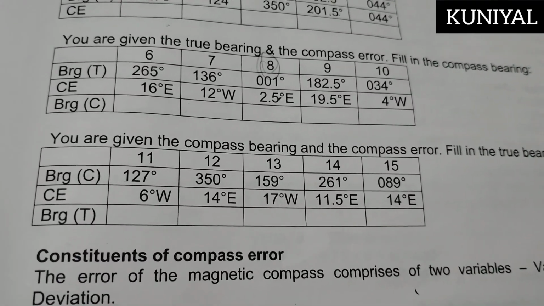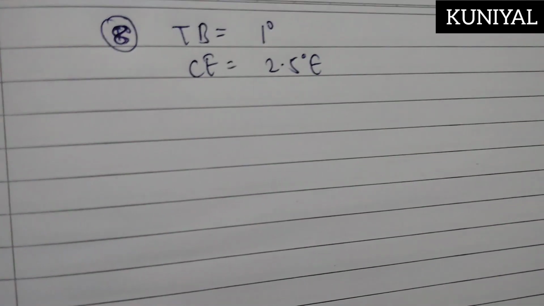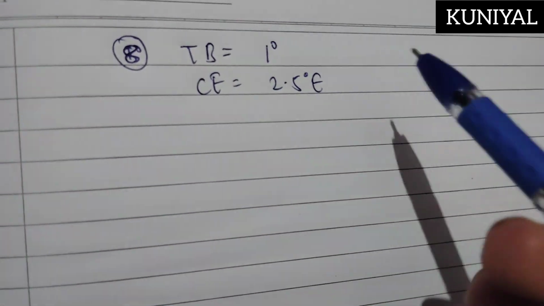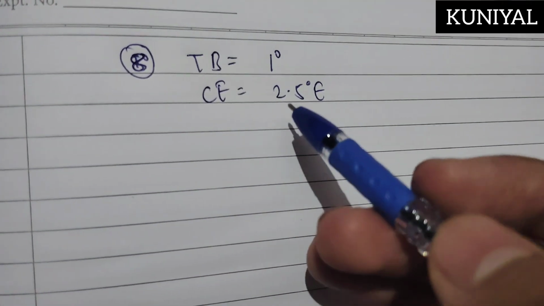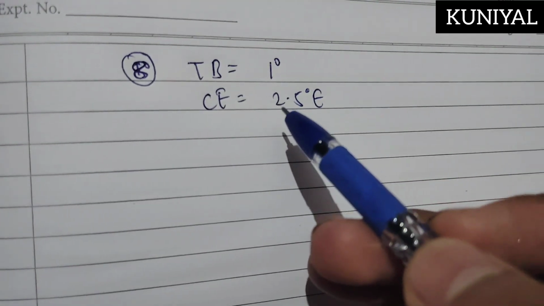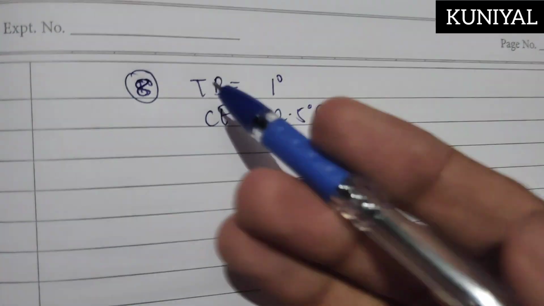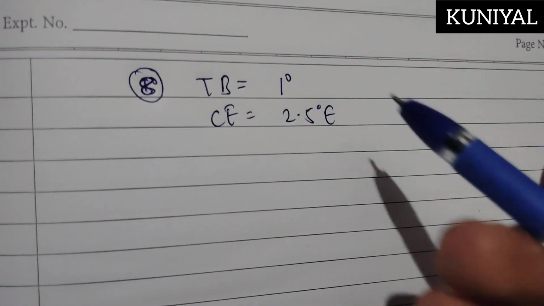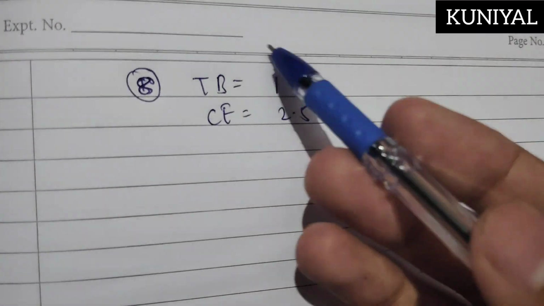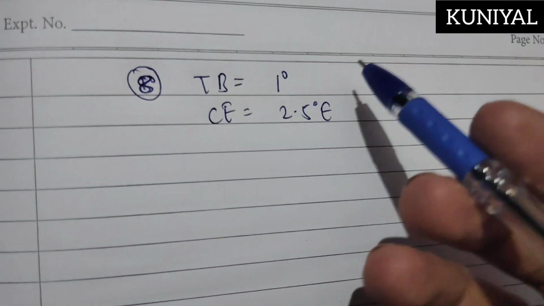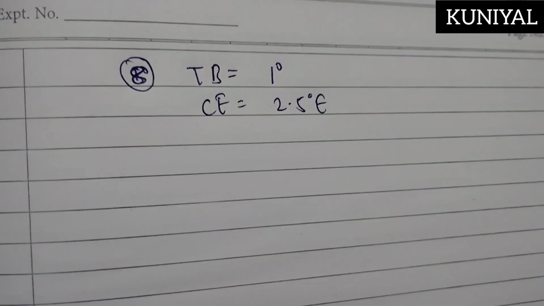So for compass bearing, compass error east means compass least. True bearing is 1 degree, error is 2.5 degrees east. So when we subtract 2.5 from 1, it will be negative, but we know the backside of 1 degree is 360 degrees, meaning 0 degrees equals 360 degrees, and back that 359, 358. So we will subtract in that manner.